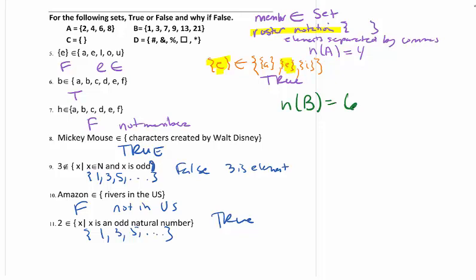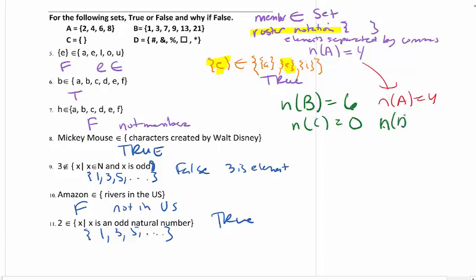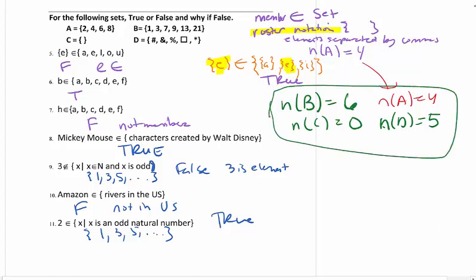Equal would mean exactly the same members, so none of them are equal. I already set up here, cardinality of A was 4, right? Cardinality of B was 6. Cardinality of C is 0, because there's 0 members in that empty set. D is 1, 2, 3, 4, 5. Sorry about that. Cardinality of D is 5. So none of them are equivalent. So I just kind of wanted to tie in some ideas again of the cardinalities. They're just adding up how many members are in that set.